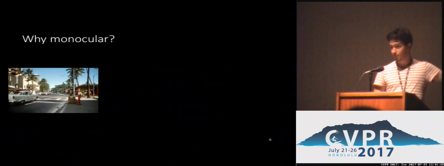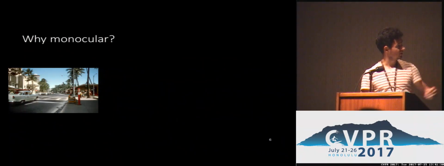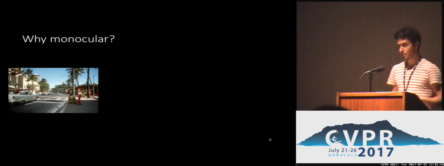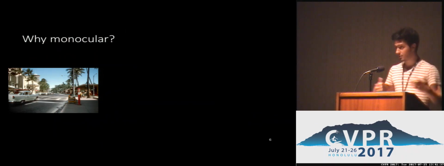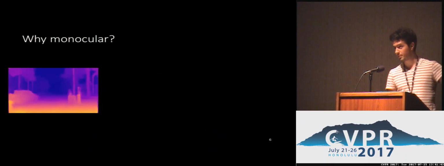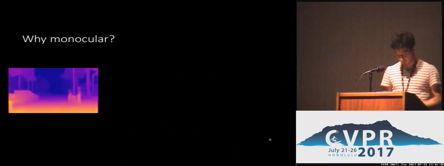Well, let's say you want to get depth for this photograph, which is a postcard from Hawaii in the 70s. Well, you can't do that because we didn't have any depth sensor at the time. For any other photograph that doesn't have depth information, well, you would like to have it. We actually ran our method on this picture, and I think the result looks pretty good.